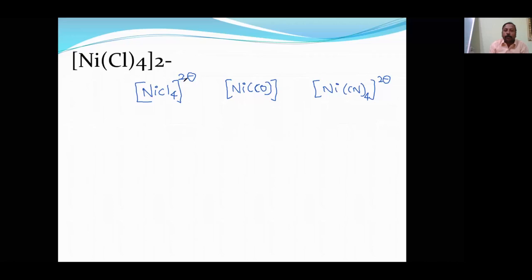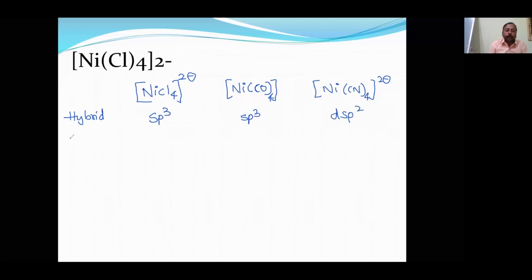[NiCl4]2-, Ni(CO)4, and [Ni(CN)4]2-. Okay. Now let us write about the hybridization. What was the hybridization? Here it is sp3. Here also it was sp3, but here it is dsp2.